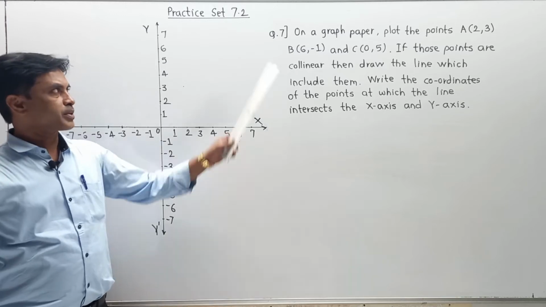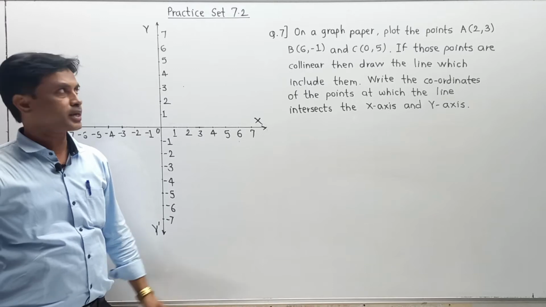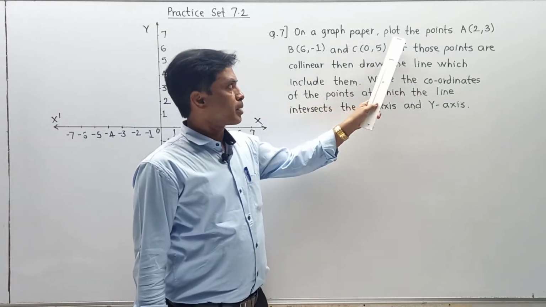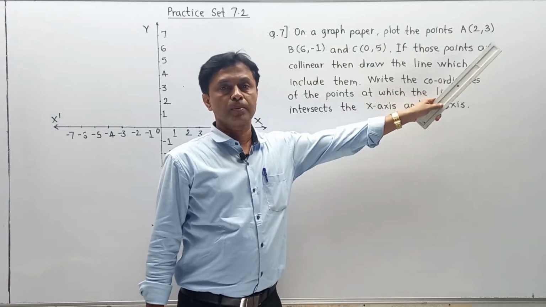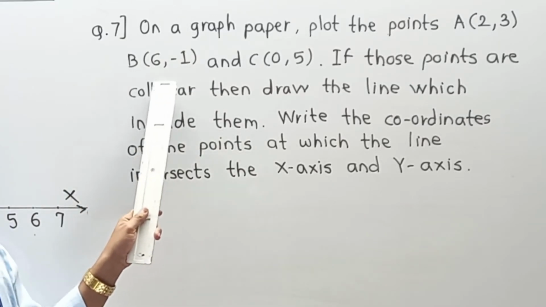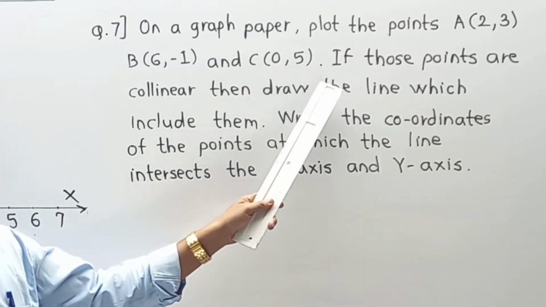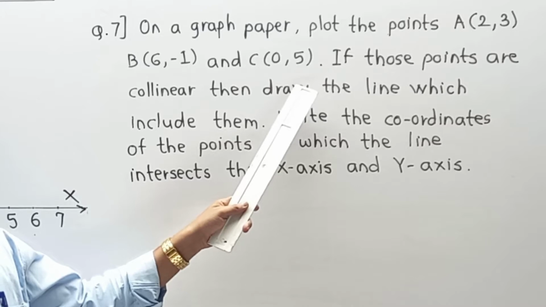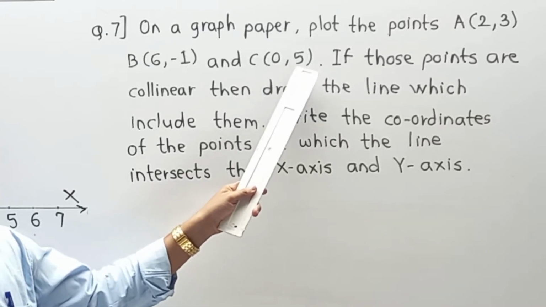Now moving to question number 7. First of all, I am going to read the question, please try to understand. On a graph paper, plot the points A (2, 3), B (6, -1), meaning B's x coordinate is 6 and y coordinate is -1, and C (0, 5). C is (0, 5), which means this is a point whose x value is 0, so it is on the y axis.